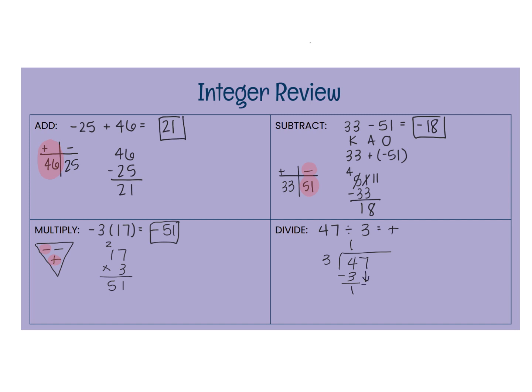I then bring down the 7. 3 goes into 17 5 times without going over, which gives me 15. And then I have 2. In 7th grade, we do not have remainders. That does not happen. Instead, what we're going to do is add a decimal point, and then we can bring a 0 in. We get 20. That's going to work 6 times, which gives us 18. Oh, and I see that this pattern of 2 and a decimal of 6 continues. In that case, we can write 15.6 and put a line over the 6 because it's repeating. So our final answer is positive 15.6 repeating.